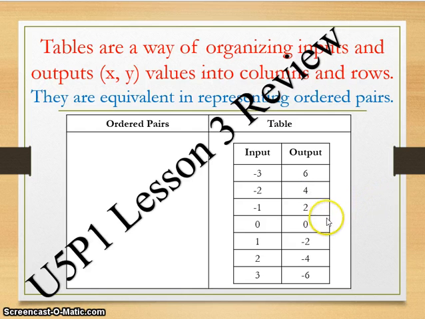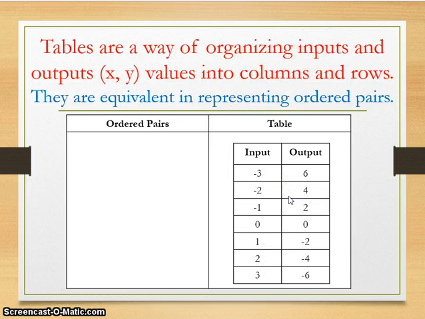Now, I also want you to think back to Unit 5, Part 1, Lesson 3. In that lesson, we learned that tables are a way of organizing inputs and outputs into columns and rows. And we learned that a set of ordered pairs and a table can both represent the same relationship. In other words, they're equivalent representations. You also learned to transfer from one representation to another. And we know that if we have a table, all the inputs are the x values and all the outputs are the y values.